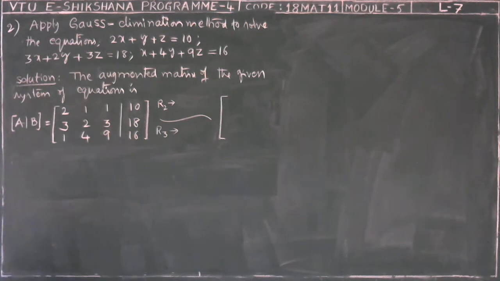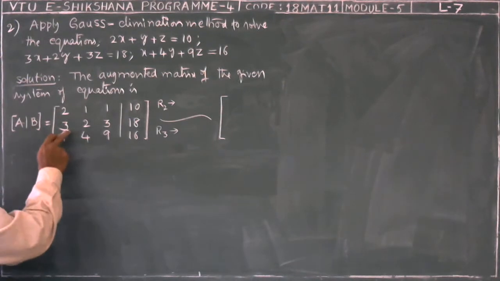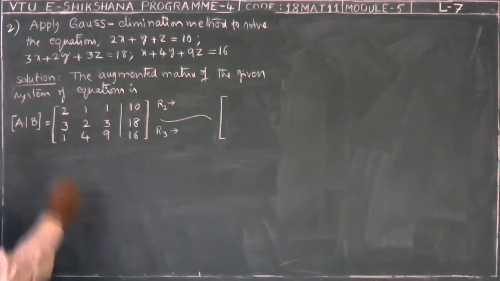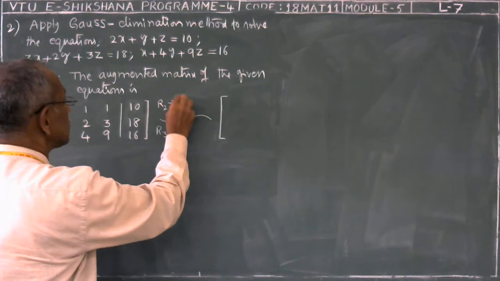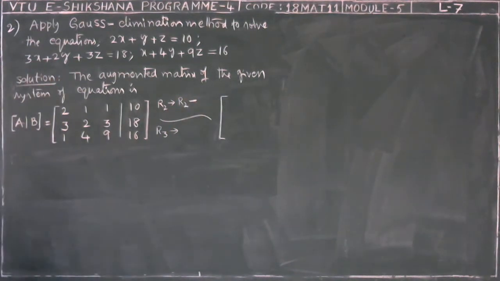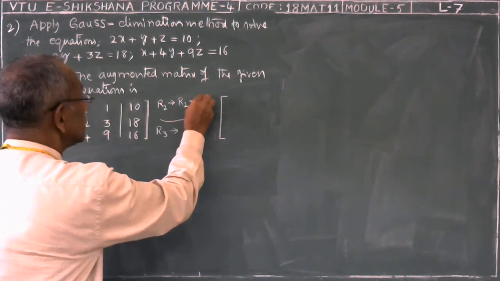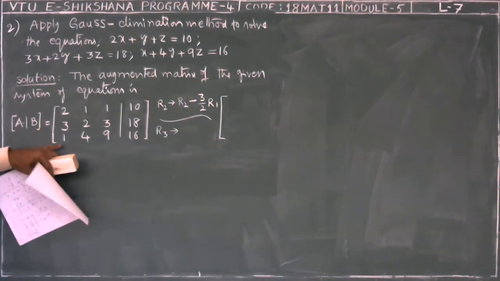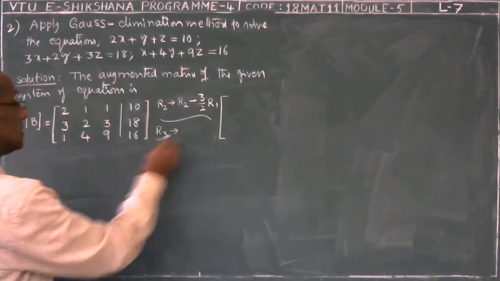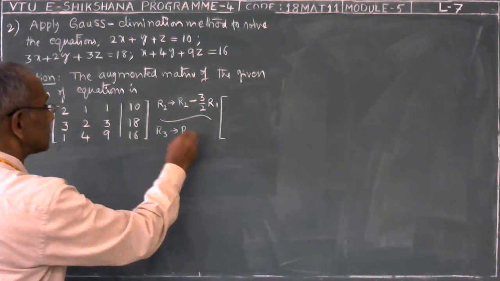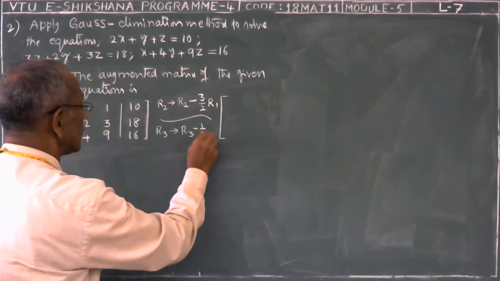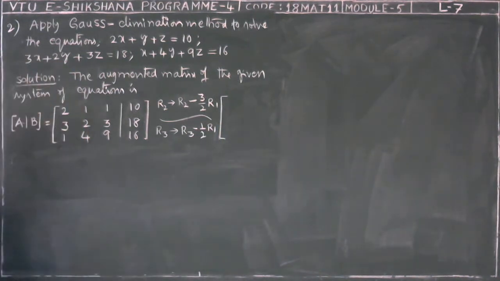Reduce this to an upper triangular system of equations with the operation R2. So multiply R1 by 3 and divide by 2 and then subtract, so this will become 0. So R2 will change with respect to the operation R2 minus 3 by 2 times R1. Then, to make this element 0, R3 will change with respect to the operation R3 minus 1 by 2, that is half, times R1.